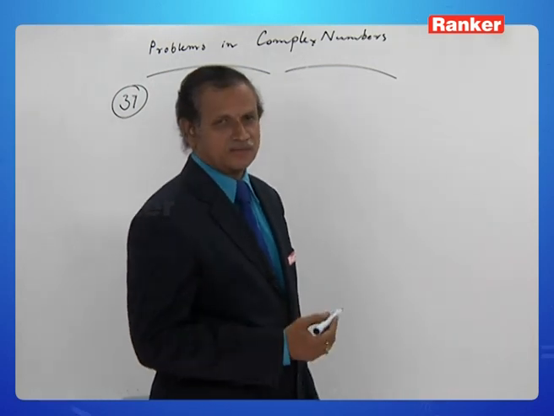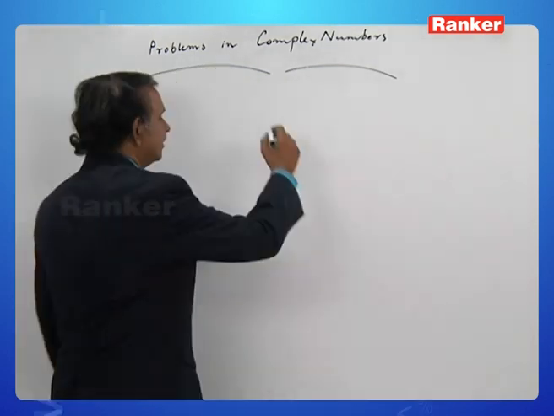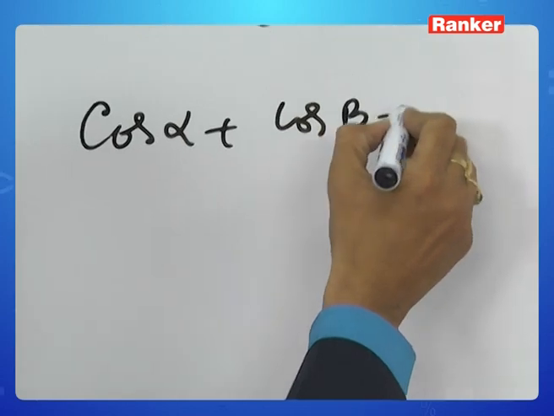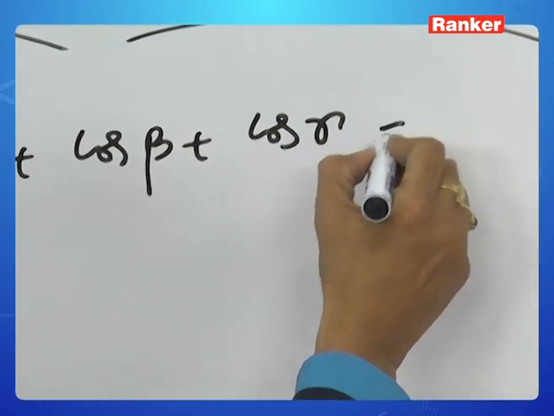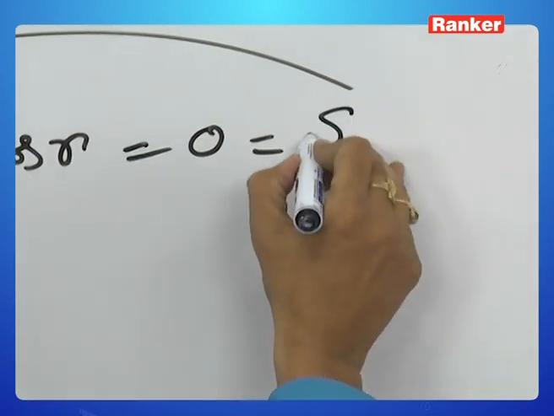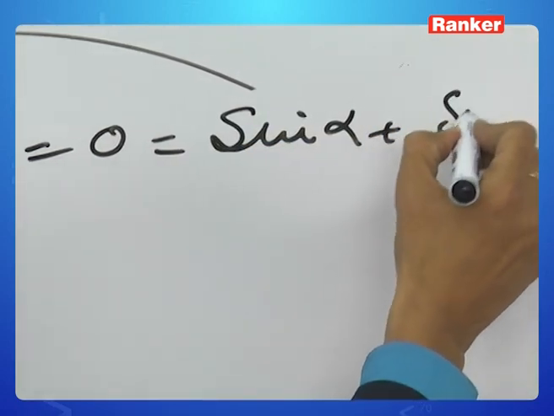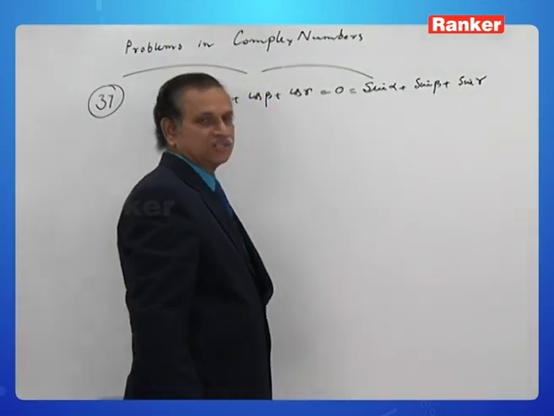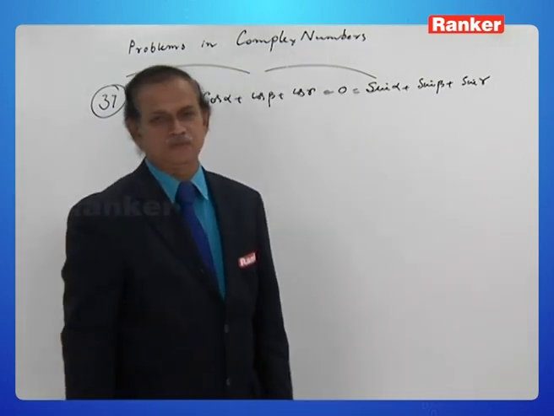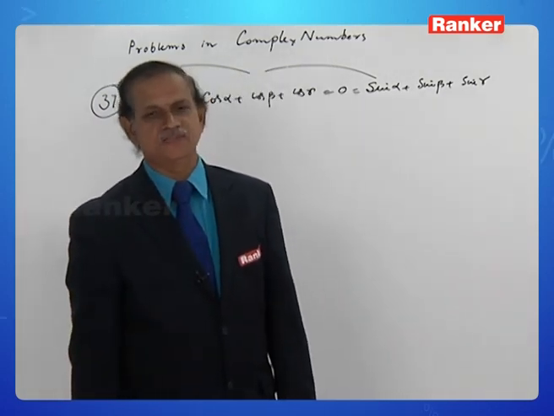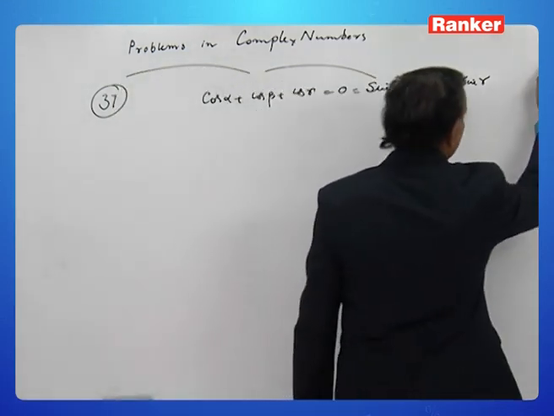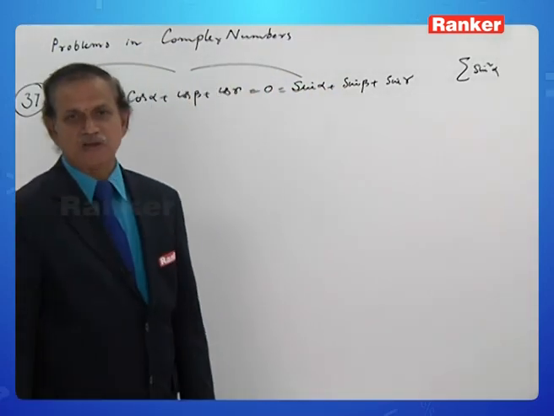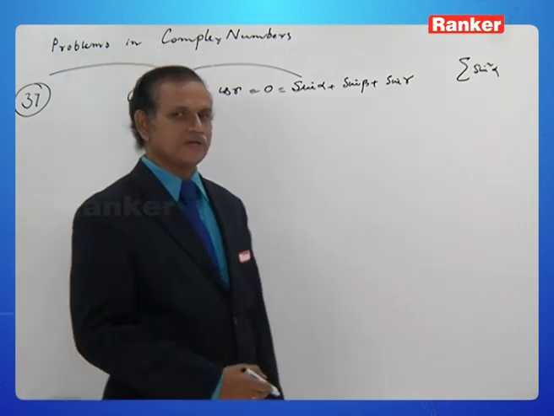It's very easy to estimate. Let us now gather the given information. Cos alpha plus cos beta plus cos gamma is equal to 0, which is equal to sin alpha plus sin beta plus sin gamma. Then what is the value of sigma sin square alpha? It's nothing but sin square alpha plus sin square beta plus sin square gamma. We'd like to have it.